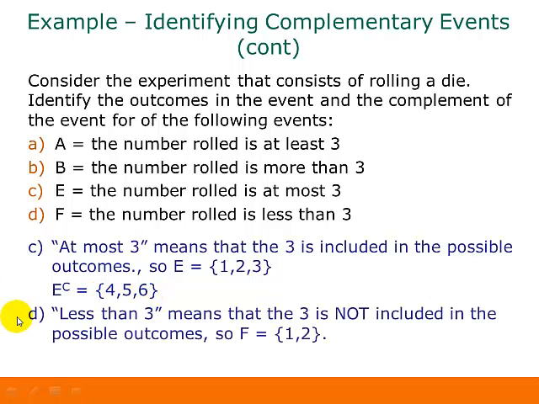In part D, our event F is that the number rolled is less than 3. Less than 3 would mean that the 3 is not included in the possible outcomes. Again, the difference between at most 3 and less than 3 is that at most 3, we're including the 3. Less than 3, we're not including the 3. So our event F would be the set 1, 2. And the complement of F would be 3, 4, 5, and 6.